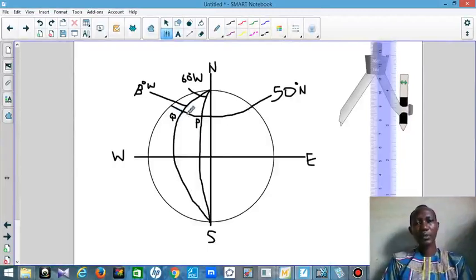Okay, so this is point Q. Then the next thing, from point Q, it came down to another point towards the south. Let's say the point is somewhere here.